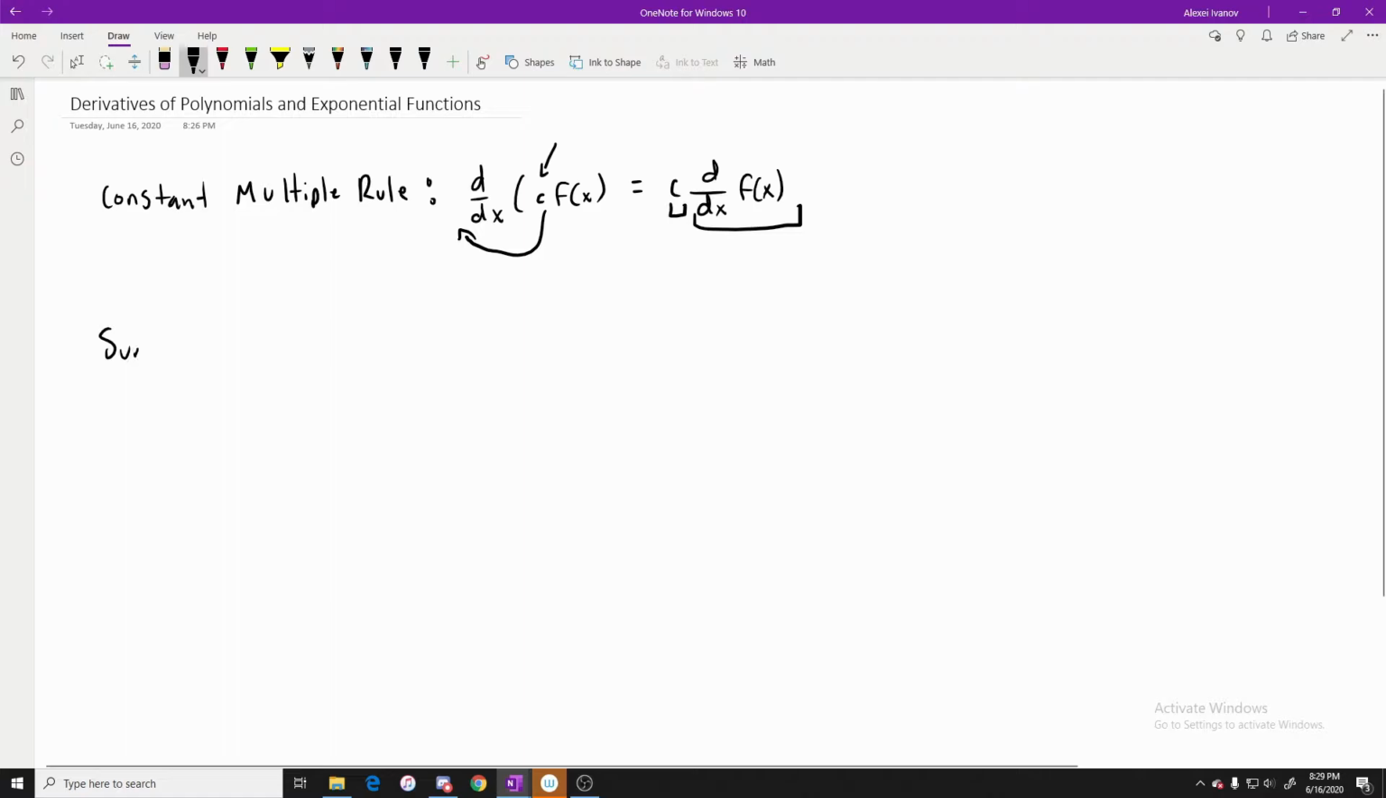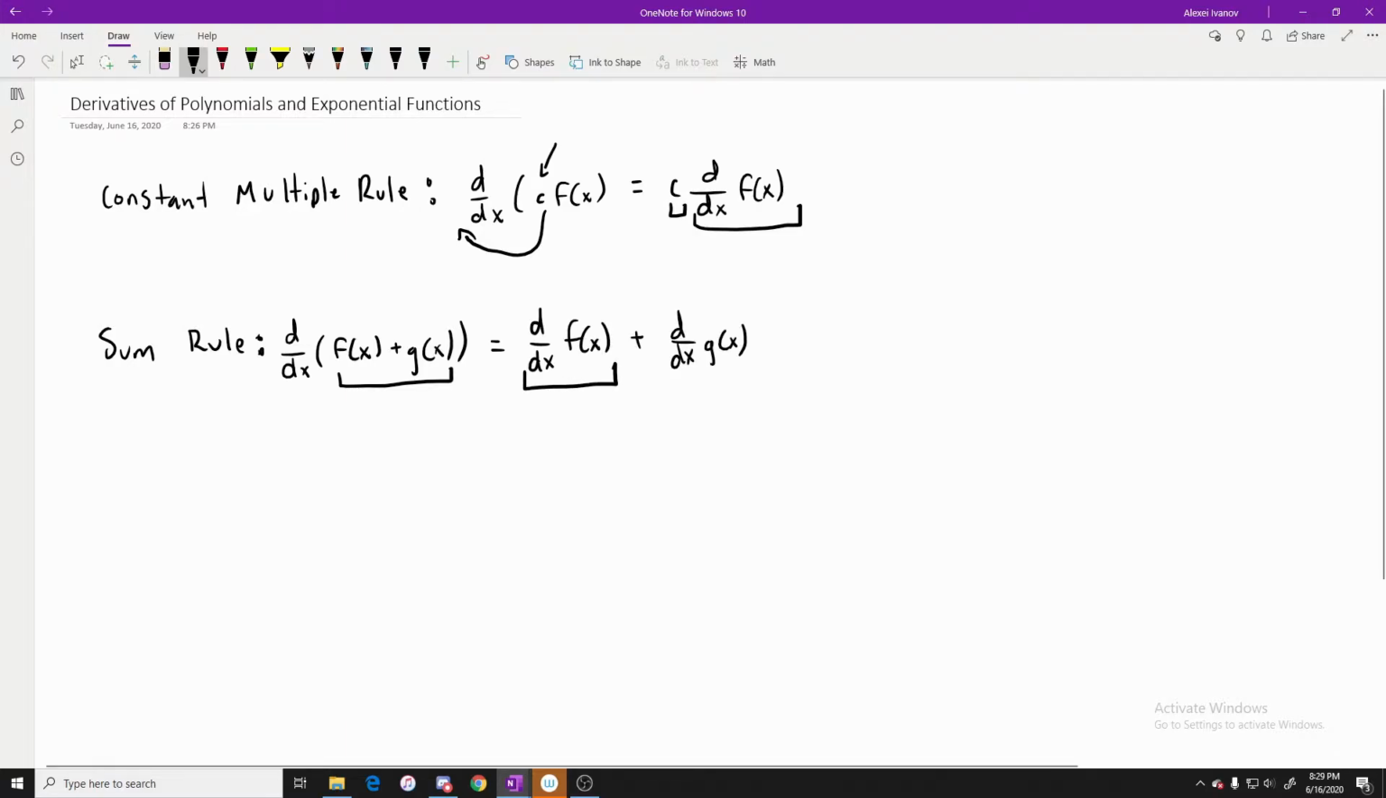The next rule that we're going to cover is the sum rule, and it is exactly what it sounds like. If we have the derivative of a function, f of x plus g of x, if we were to take the derivative of this whole function right here, this can be simplified by just taking the derivative of f of x first and then adding the derivative of g of x after. So there you go. We're first going to take the derivative of f of x and then add the derivative of g of x.